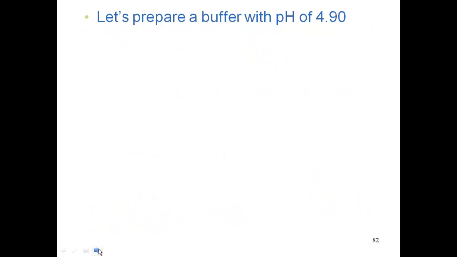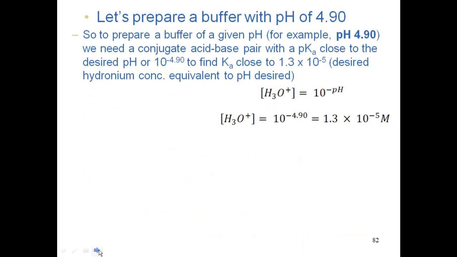All right, let's prepare a buffer, let's say a pH of 4.90. To prepare a buffer of a given pH, for example, pH of 4.90, we need a conjugate acid-base pair with a pKa close to the desired pH. So I'm looking for a pKa of about 4.90. Now, as I mentioned, we don't have pKa tables in freshman books, so we're going to have to do it on the basis of hydronium ion. So I need to figure out what concentration of hydronium I need for a pH of 4.90.